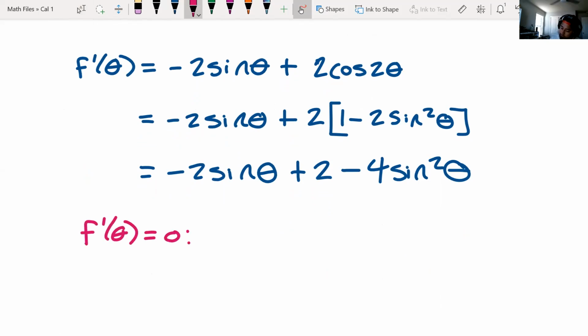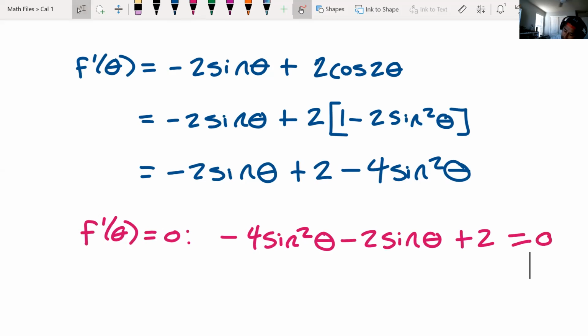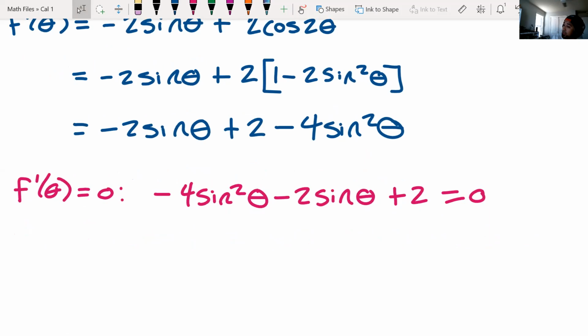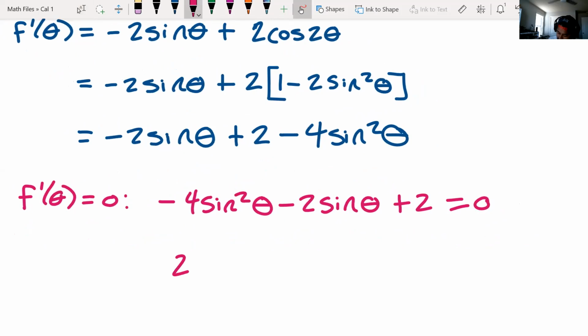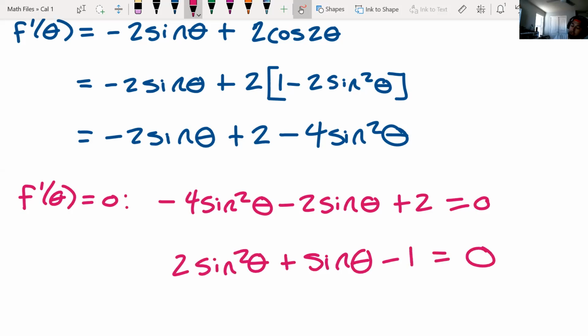I'll write it, of course, with the highest power first. So negative 4 sine squared theta minus 2 sine theta plus 2 equals 0. And like Ryan said, we can divide everything by what? You can divide everything by negative 2, which would make it positive 2 sine squared theta plus sine theta minus 1 equals 0, if you divided everything by negative 2.